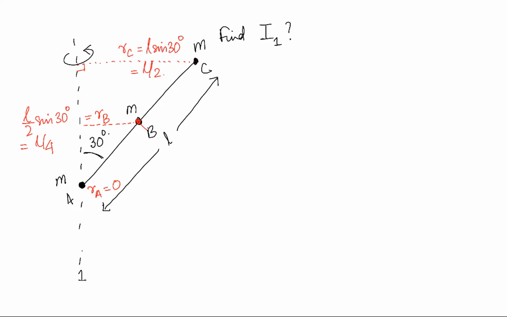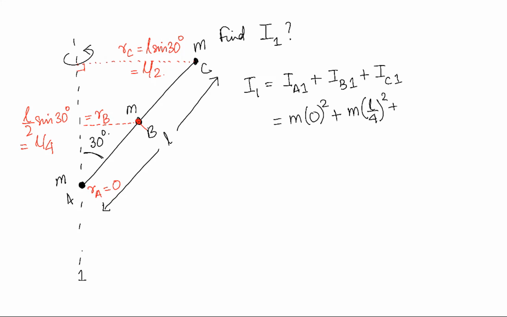Now let's find out the moment of inertia. So I1 is equal to moment of inertia of object A about axis 1 plus moment of inertia of object B about axis 1 plus moment of inertia of object C about axis 1. What will come? Moment of inertia of A is mass of A, distance from the axis 0 squared, plus mass of B, distance from the axis, which is equal to L by 4 squared, plus mass of C, distance from the axis L by 2 squared.